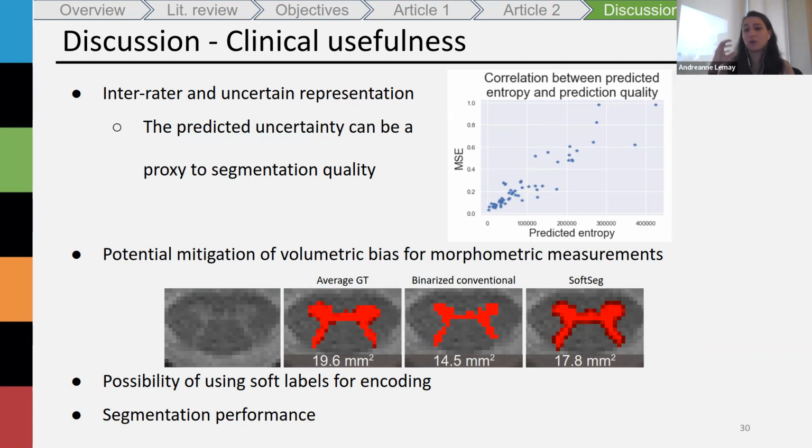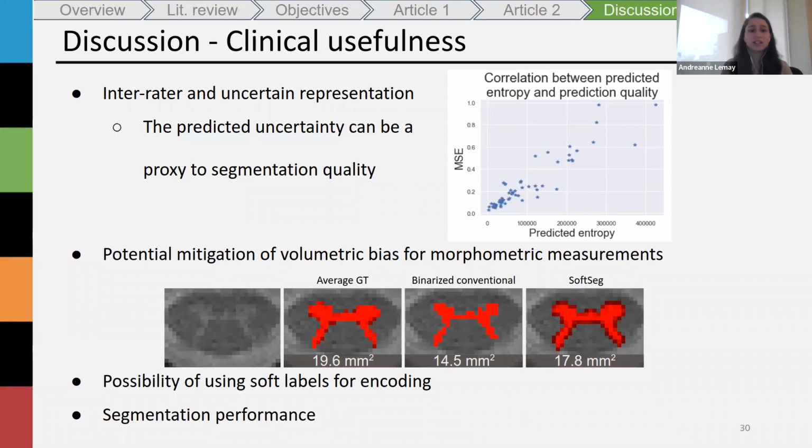So usually predictions that are more uncertain are more likely to be wrong. As we can see on this graph, which is derived from the results from the brain MS model, there is a good correlation between the predicted entropy, or the uncertainty of the model, and the MSE, which is the mean square error between the ground truth and the prediction, essentially a segmentation quality metric. So all of the images that had the highest uncertainty also had the worst MSE. All these images or predictions could be referred to an expert and reviewed by a human because they are more likely to be wrong.